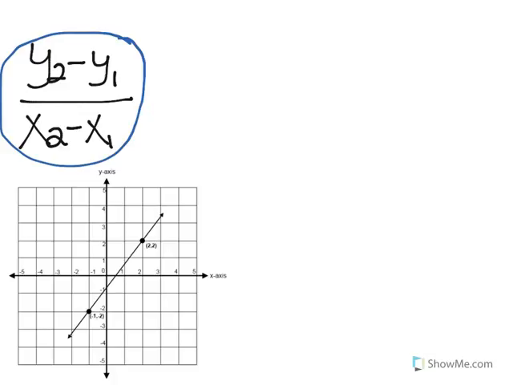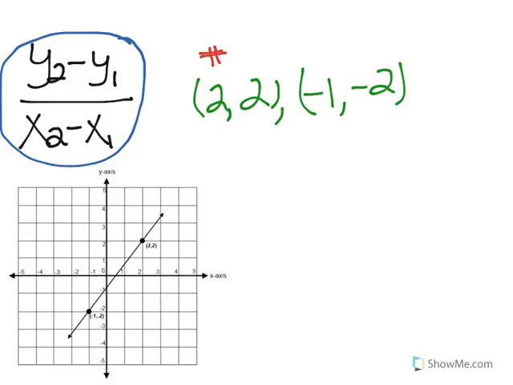So the 2 points that are given to us on this line are (2, 2) and (-1, -2). I'm going to name (2, 2) as my point number 1 and (-1, -2) as my point number 2. It doesn't matter which one is which as long as you keep it consistent. Your x1 and y1 have to be together and your x2 and y2 have to be together.